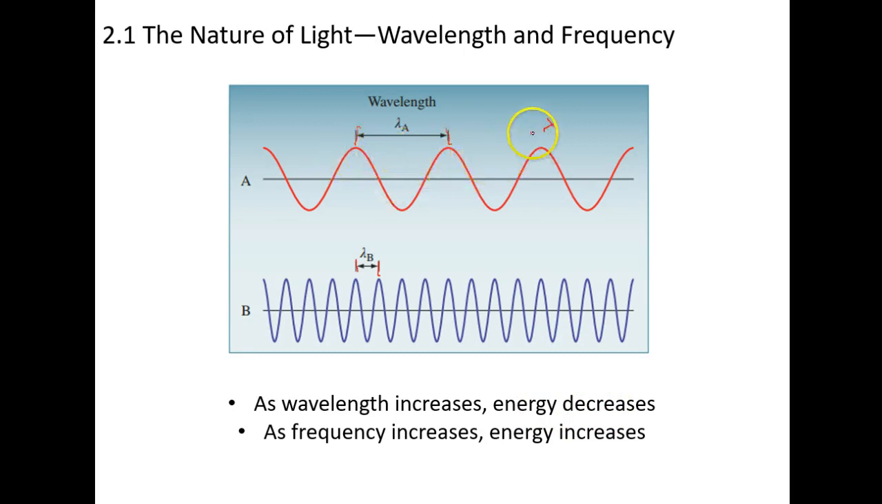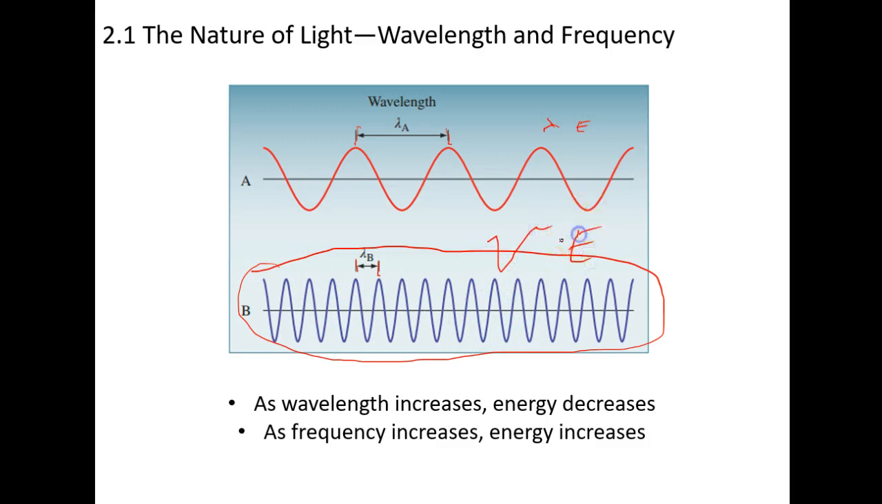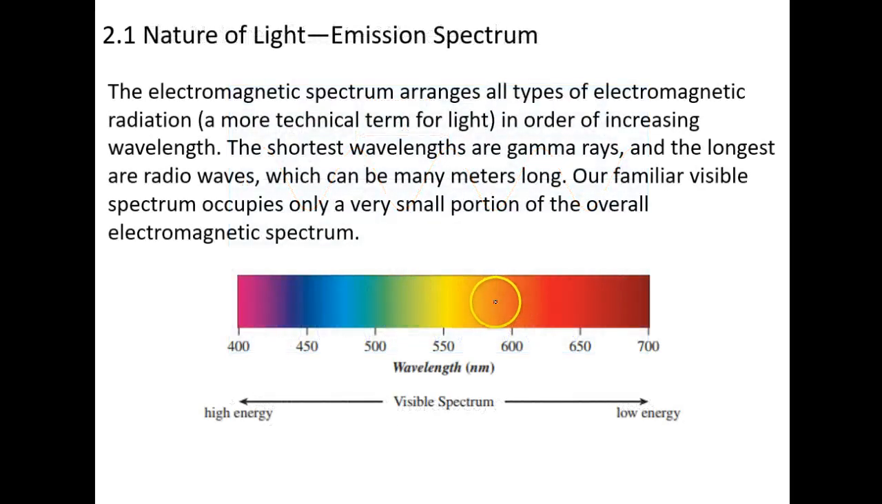So as our wavelength increases, so large wavelength, this is large, so it's increasing. Large wavelength, small energy. And as the wavelength decreases, or as our frequency increases, notice in this example, the waves are very frequent. Waves are frequently happening, so large frequency, large energy. Okay, so that is a summary of what I just talked about.